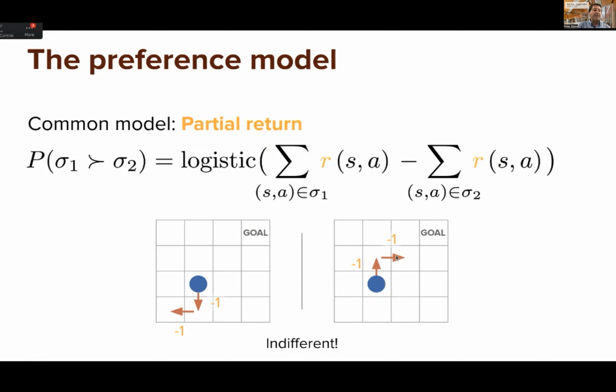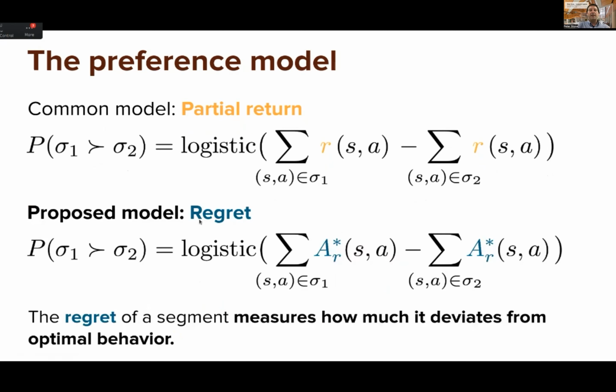In both cases, you get a -2 over their trajectories, right? They don't tell you anything about how much progress you're making. And so we proposed a new model called the regret model, which takes into account the estimated value of the start state and the estimated value of the end state, and the difference between them, or the progress that you've made along the way.